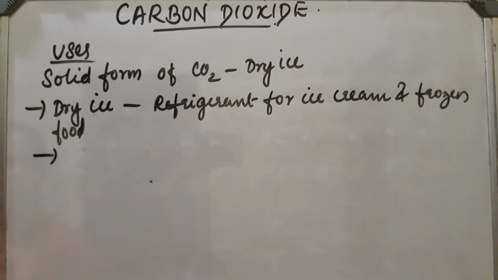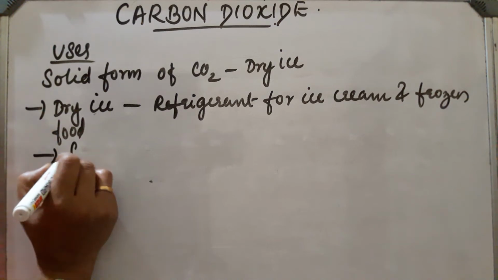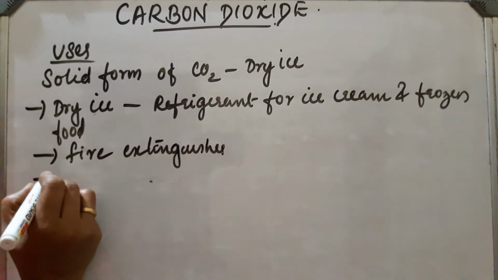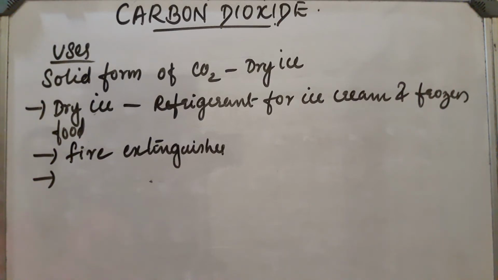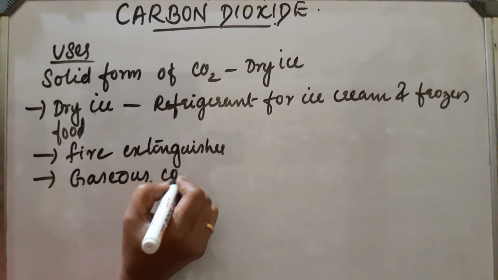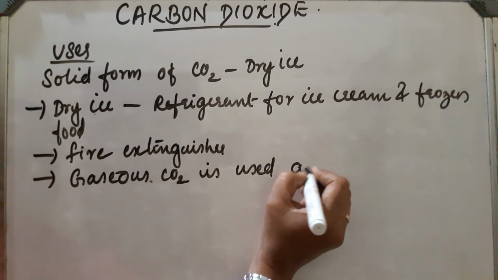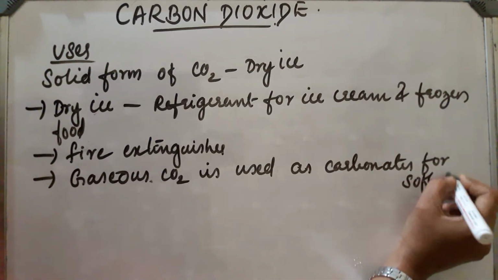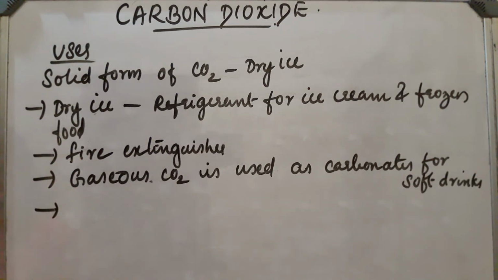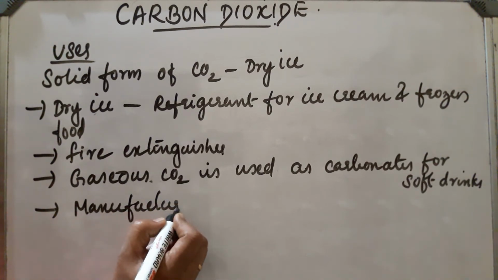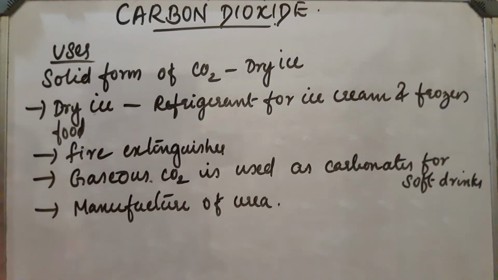Next, carbon dioxide can be used as a fire extinguisher. It is used to carbonate soft drinks. A substantial amount of carbon dioxide is used for the manufacture of urea. These are the uses of carbon dioxide.